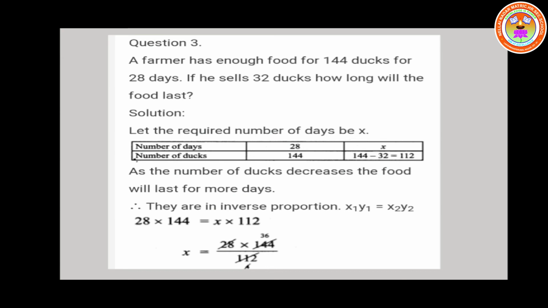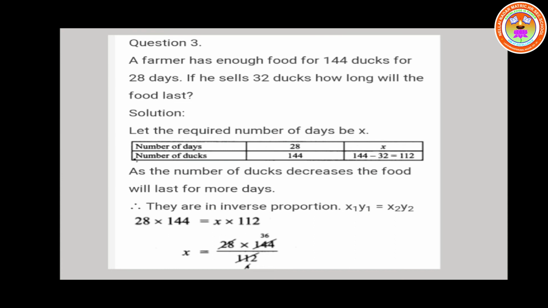So as the number of ducks decreases, the food will last for more days. That is correct. If the number of ducks reduces, the number of days will increase. So they are in the opposite direction. So they are in inverse proportion. So x1 y1 is equal to x2 y2.